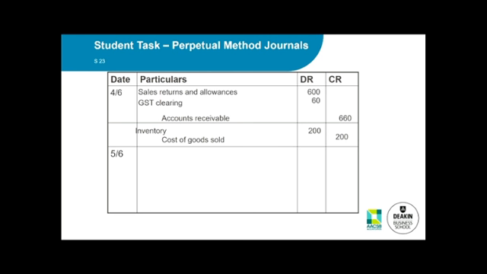Number 5, the cell is pretty big, so it must be a difficult transaction. So what's happening on the 5th of June of the financial year?